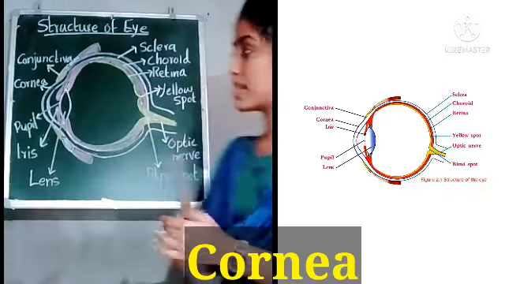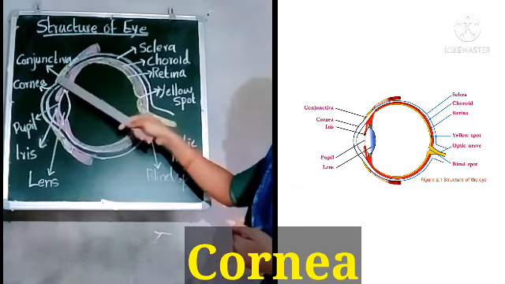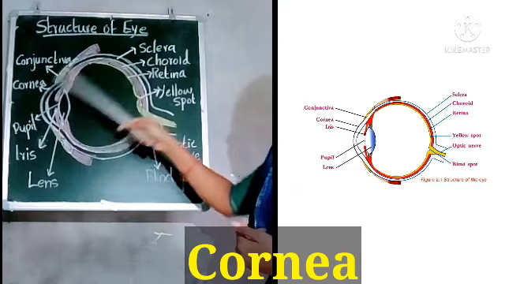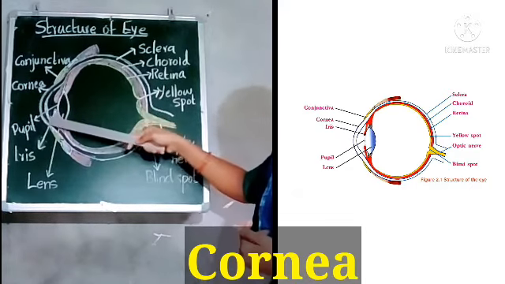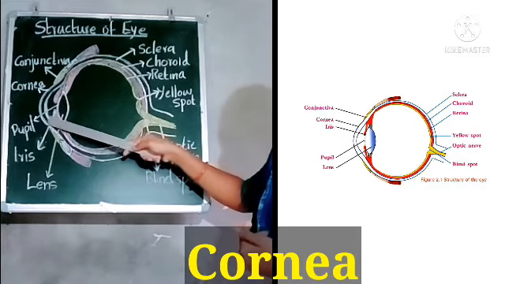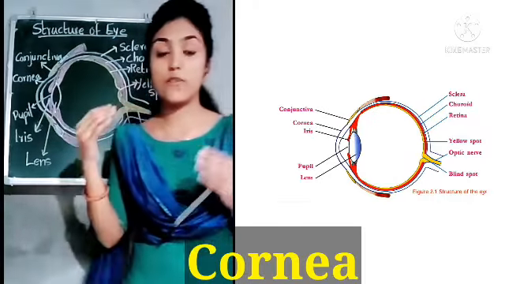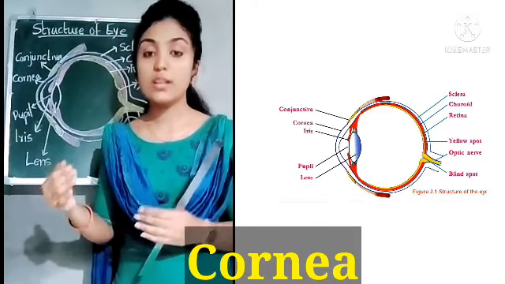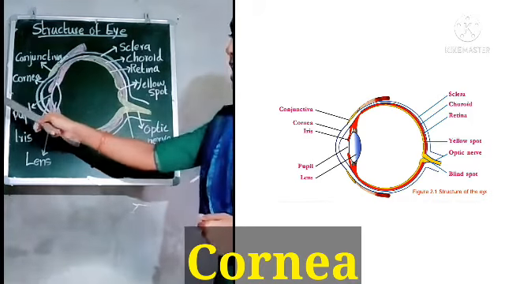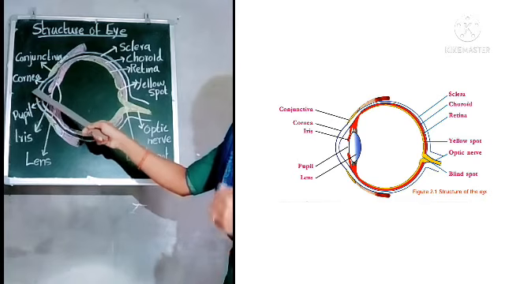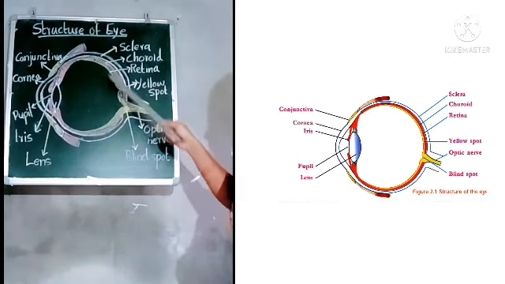Now the second part associated with sclera is cornea. So what is cornea? Cornea is the projected anterior part of sclera. So this is sclera, and here you can see the sclera is projected outward. This projected part of sclera is termed as cornea, and this cornea is transparent. So what is the function of this cornea? This cornea refracts the light rays to focus on retina. Normally, the light rays enter through cornea so that the cornea refracts the light rays and it focuses on the retina. This is the retina.